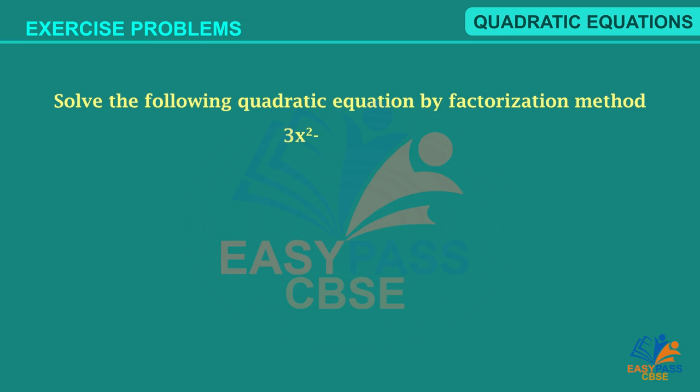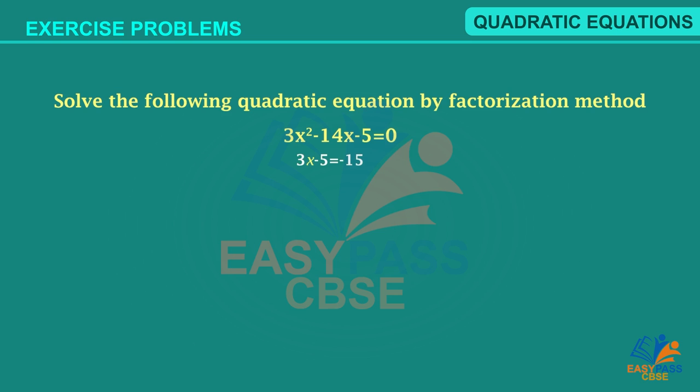3x squared minus 14x minus 5 is equal to 0. Now, the x square coefficient is 3, constant is minus 5, their product is minus 5 times 3 is equal to minus 15. You have to list out all possible factors of minus 15, and choose such a pair that the sum of the factors is minus 14.